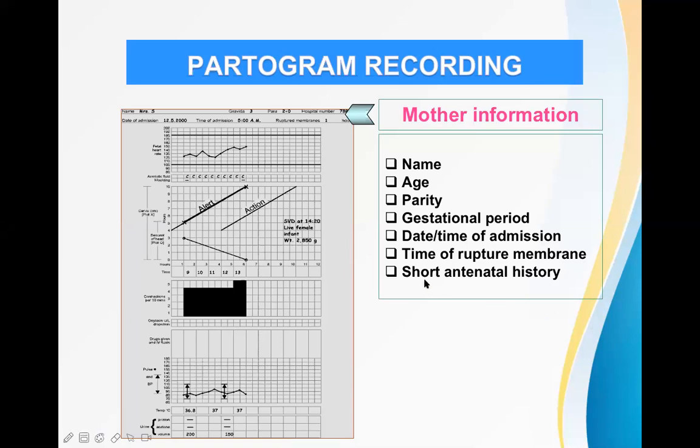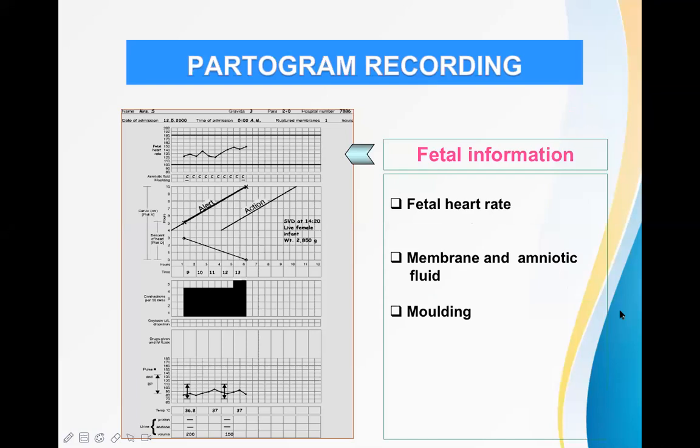If possible, mention some of the important antenatal history also. Now the other part is the fetal information. Please pay attention here. The fetal heart rate is the first thing. Every student knows how we check the fetal heart rate in the hospital, in the delivery room, in the labor room. How do we count fetal heart rate? Yes, how do we count it?